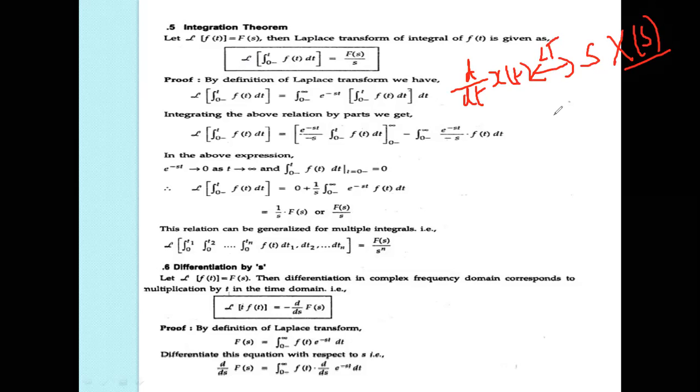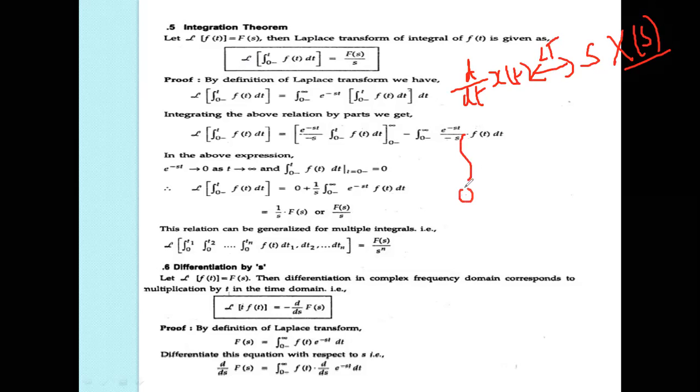The integral from 0 minus to t of f of t dt has the Laplace transform F of s by s. If you apply the Laplace transformation to the integral from 0 minus to t of f of t dt, it is F of s by s. Always we know the derivative d by dt: whenever you apply any derivative, it is a multiplication only. The Laplace transformation of the derivative is s into X of s. The frequency variable is multiplied with s.